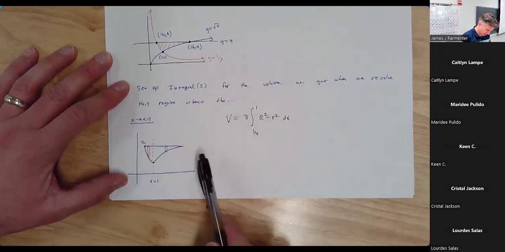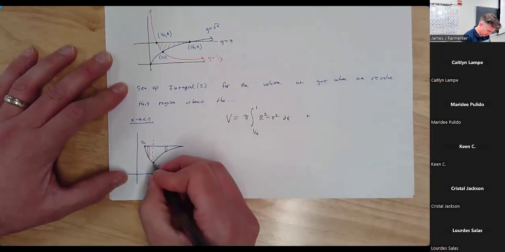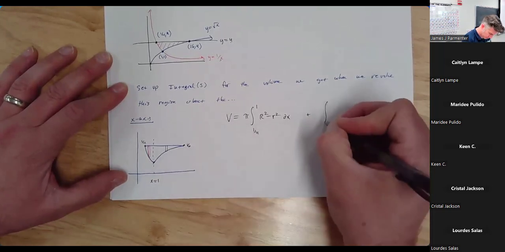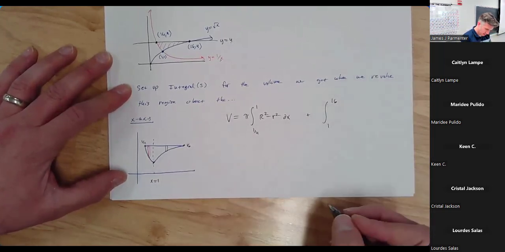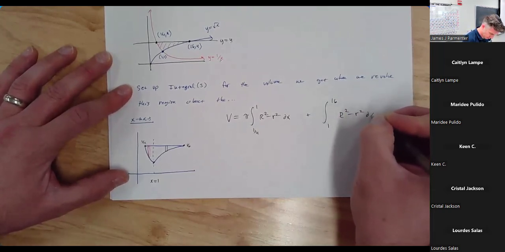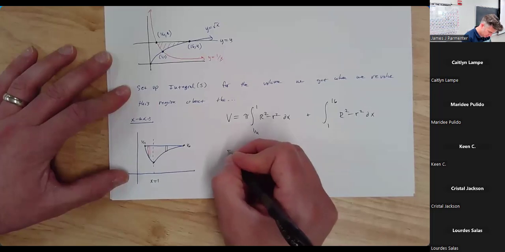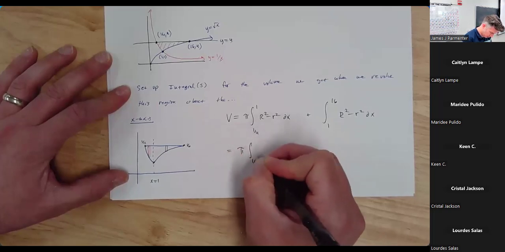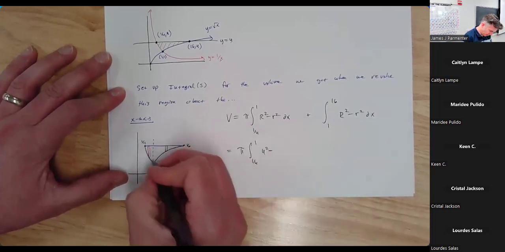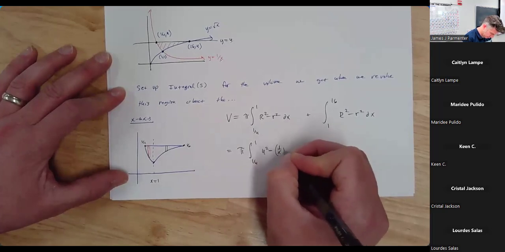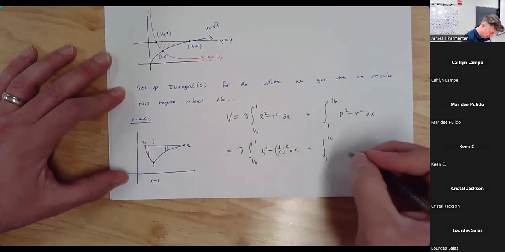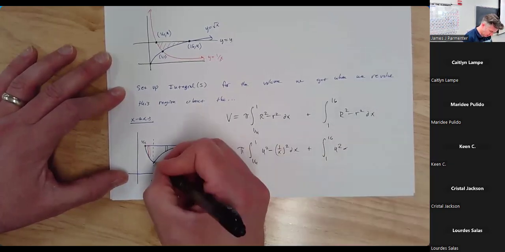And then for the other one here on the right, I'm going to have another integral that goes from x equals 1 to x equals 16. And it's going to be, again, the large radius squared minus the small radius squared. So for this first one, the large radius is y equals 4. The small radius is y equals 1/x. For this right one, the large radius is still y equals 4. The small radius is y equal to the square root of x.